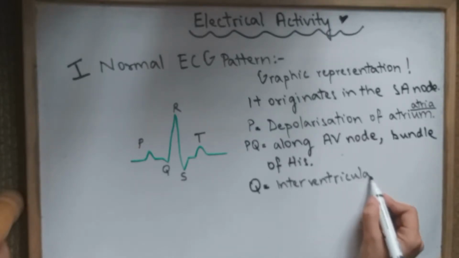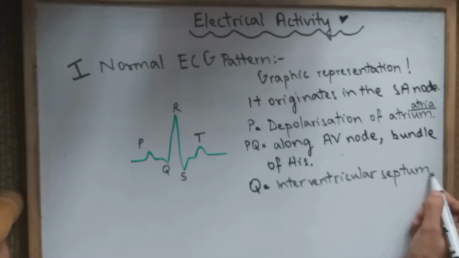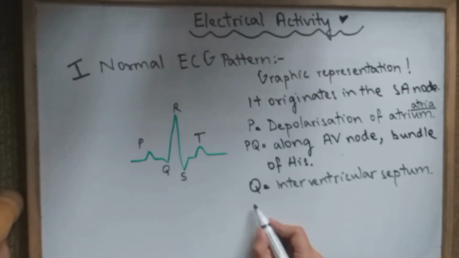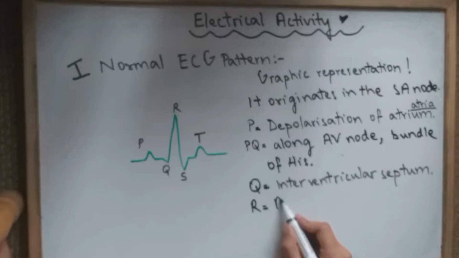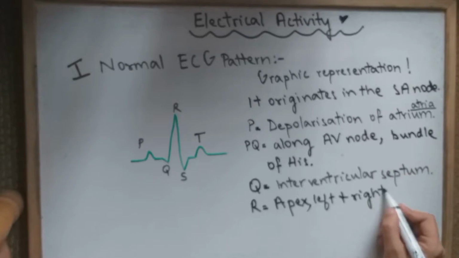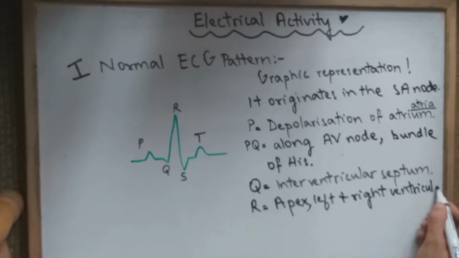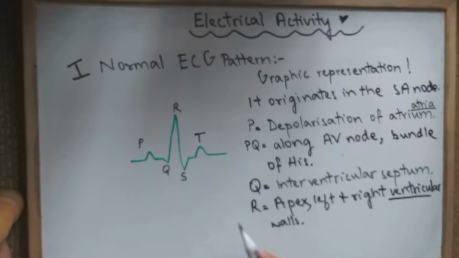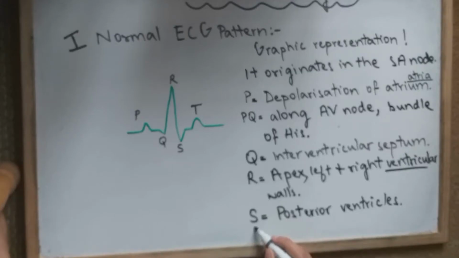Then we have R, which is a large peak for the depolarization of the ventricles, so the right and the left ventricles along with the apex. Then we've got S, which is also depolarization, but for the posterior walls of the ventricles. And finally we have T, which is not depolarization but repolarization of the ventricles.